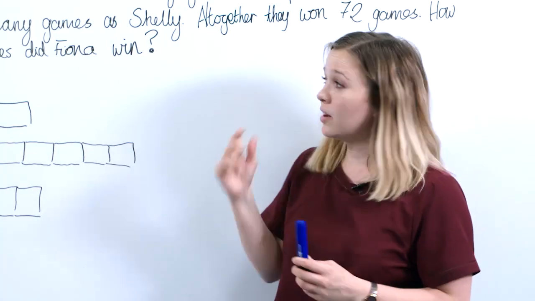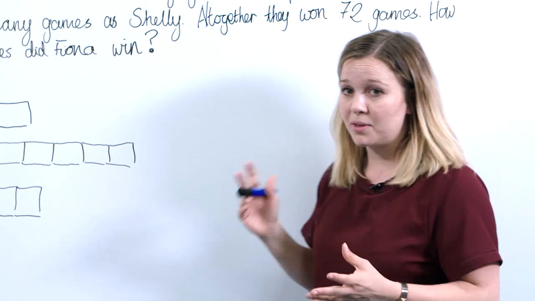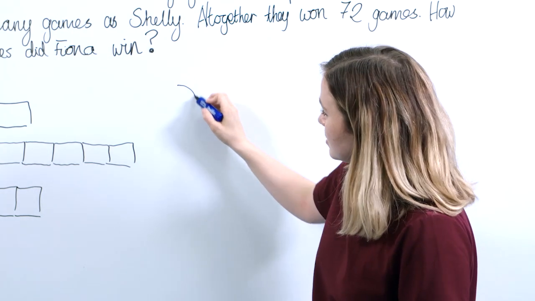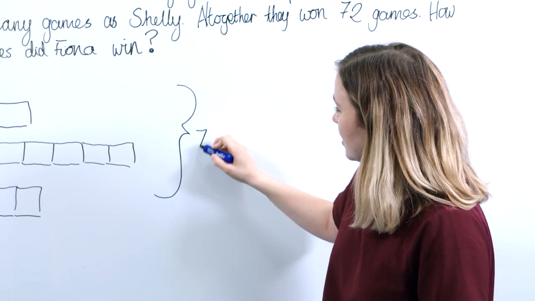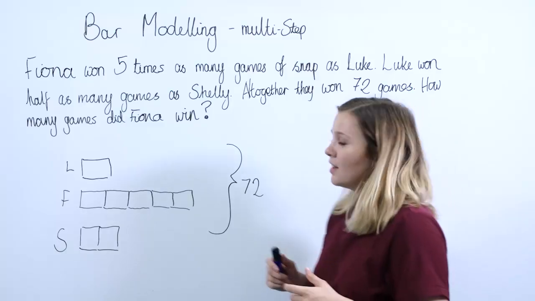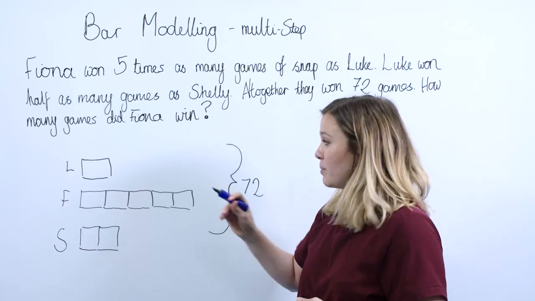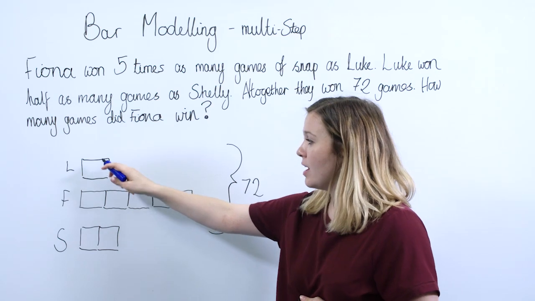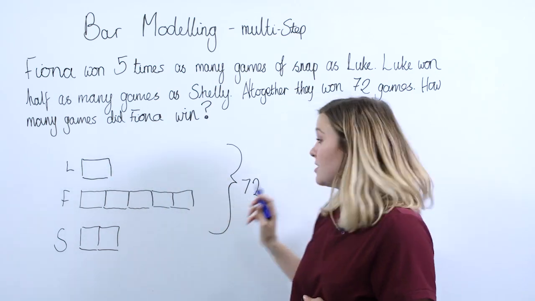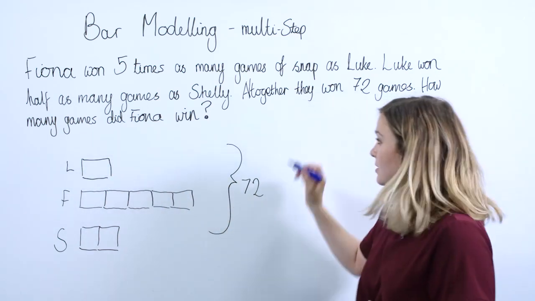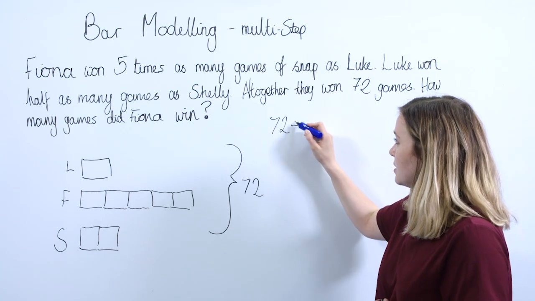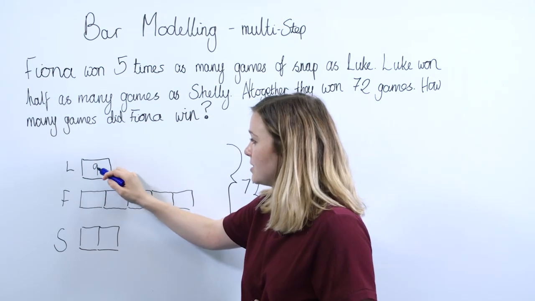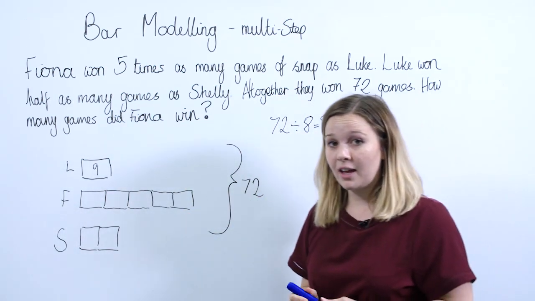Okay, and there's one other bit of information that we have in our question which we need to use, and that is that altogether they won 72 games. So let's mark that here, 72 games. And now your pupils should be able to see that because they've got 8 equal parts all together, to find out how many games this is, they just need to divide 72 by 8. So 72 divided by 8, which we know is 9. So we can say straight away that we know that Luke won 9 games.